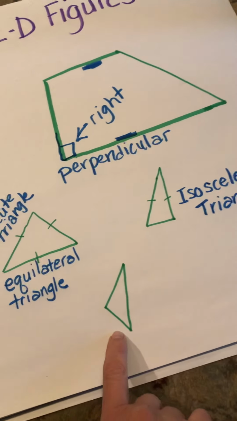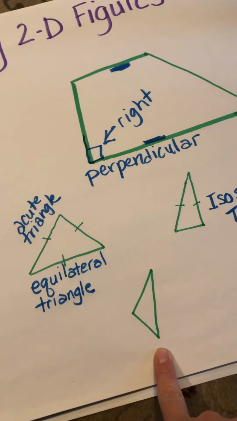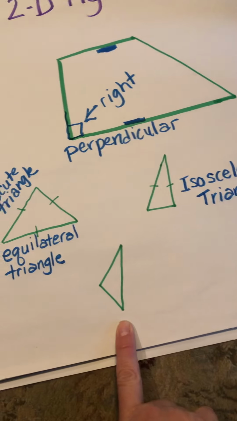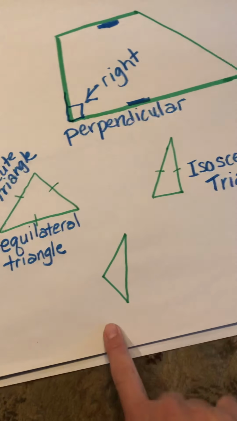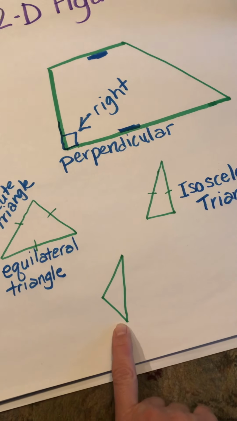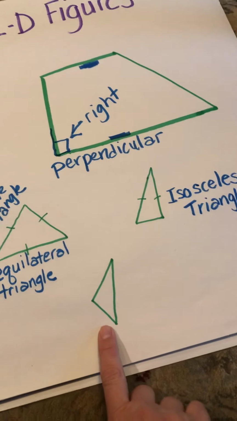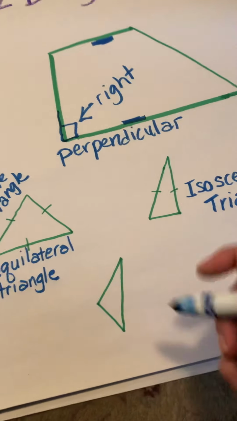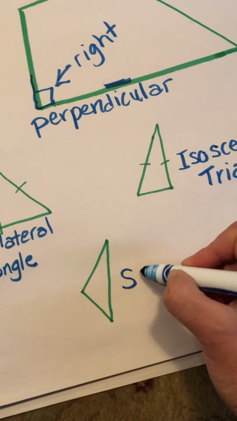And down here in this triangle, you can see that there are no lines indicating that any of the sides are equal in length. I specifically drew it so that those sides would not be equal in length. And so this is what we call a scalene triangle.